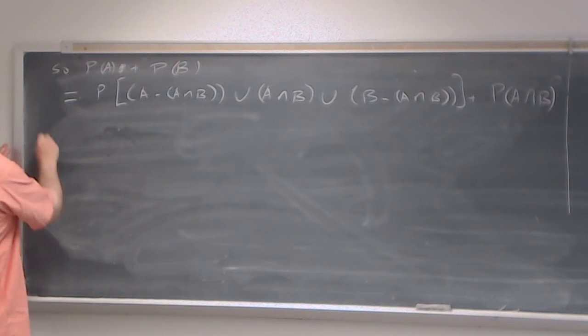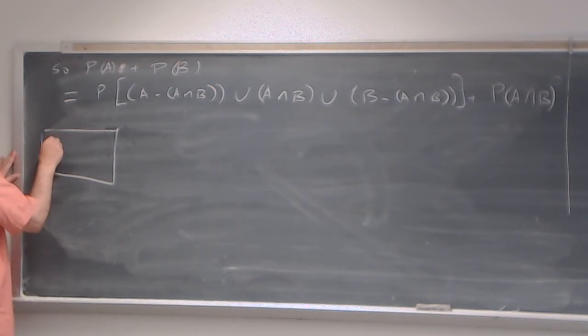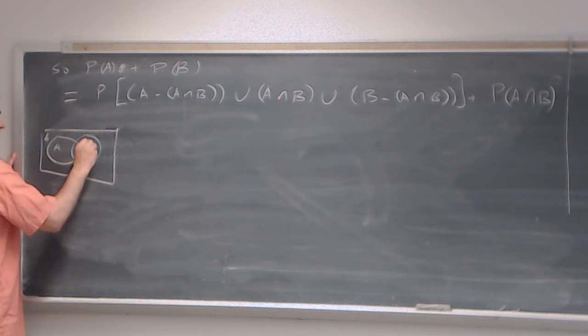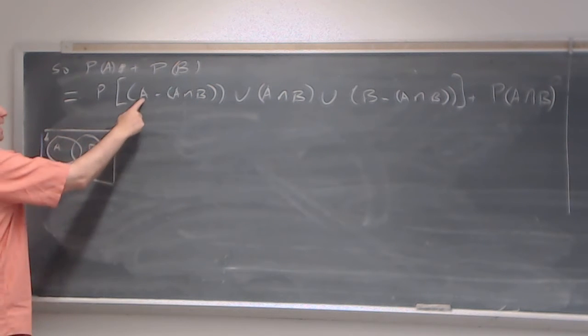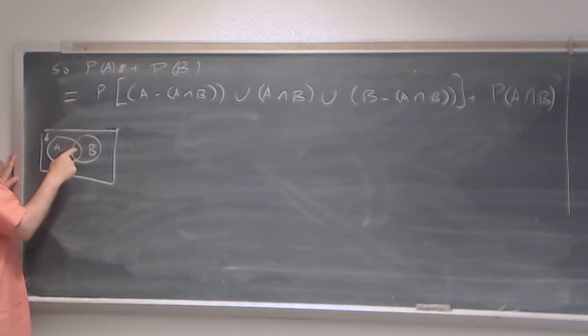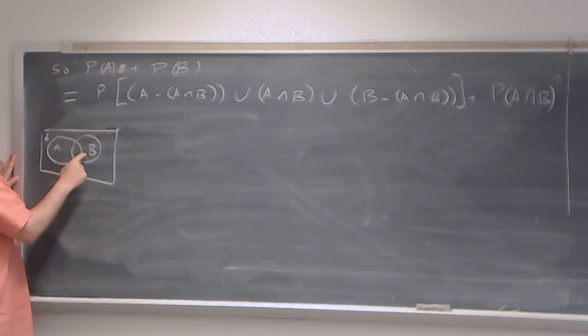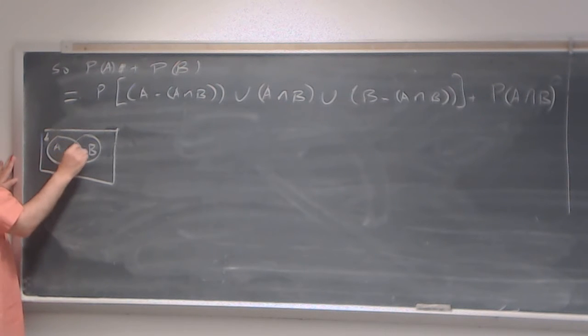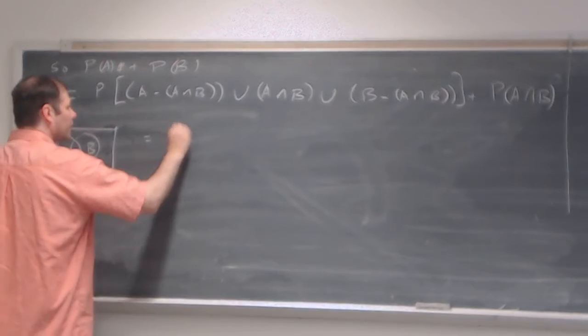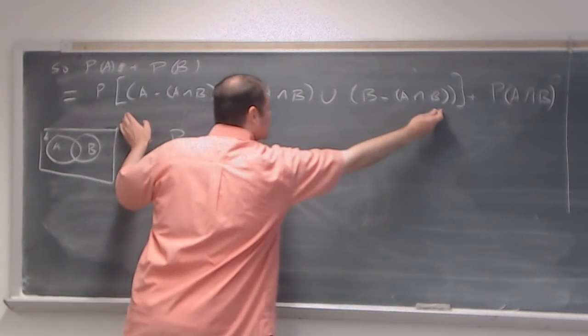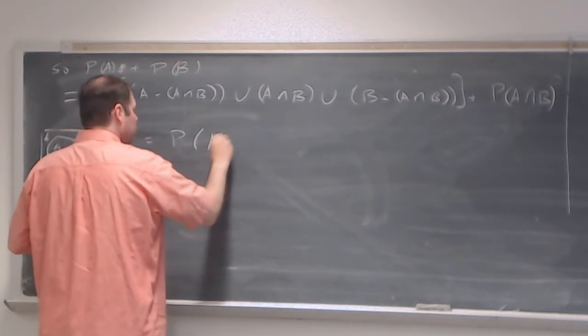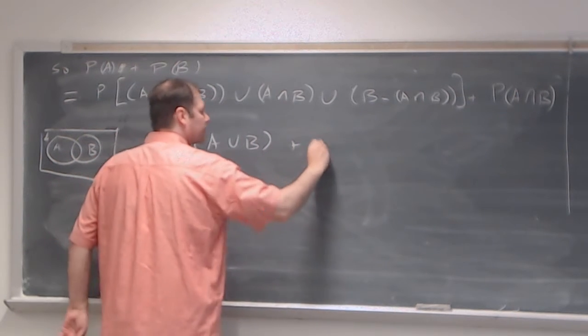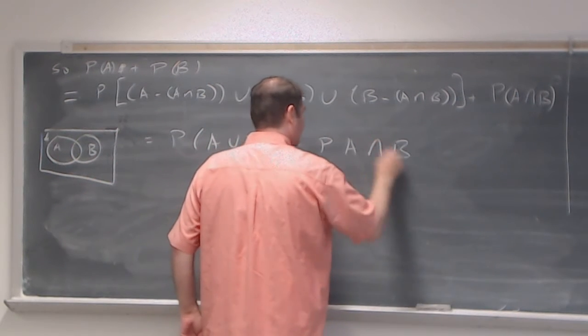Now look, let me draw the Venn diagram over here very quickly. Here's A, this is our sample space, the box, here's B. Look, A minus A intersect B is this part. Union A intersect B, that's this part. Union B minus A intersect B is this part. If you union all those up together, you get this plus this plus this. That's nothing more than the probability of A union B. So this set in this square bracket is A union B, plus the probability of A intersect B.